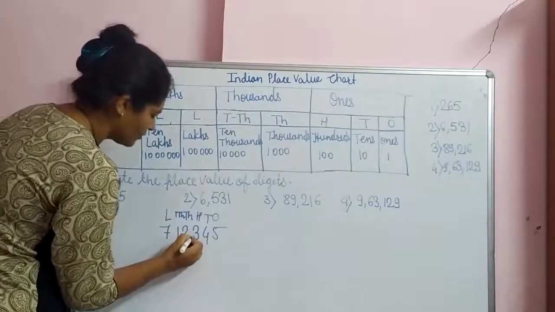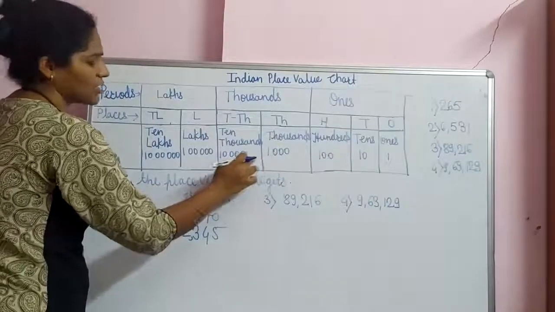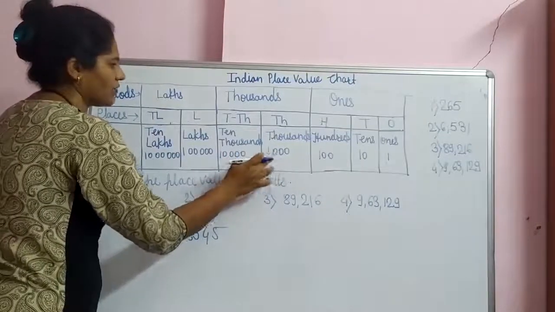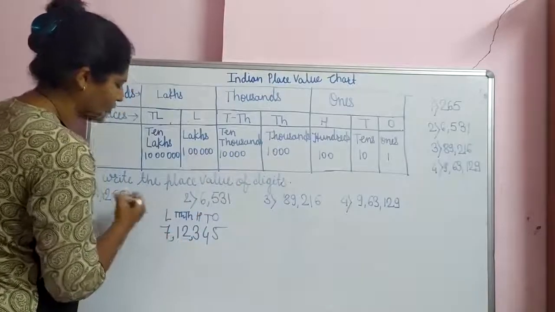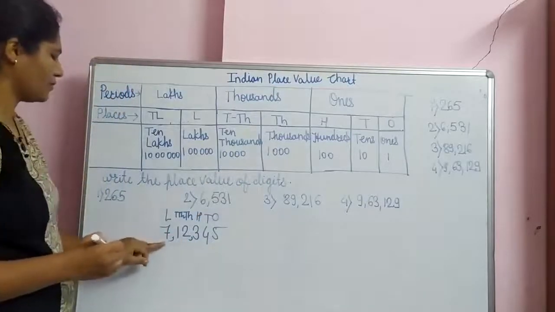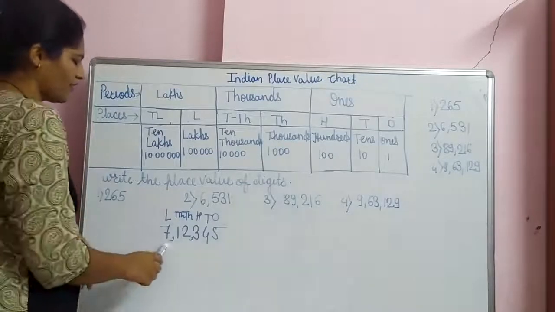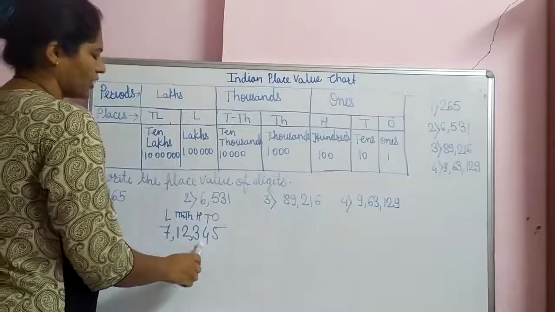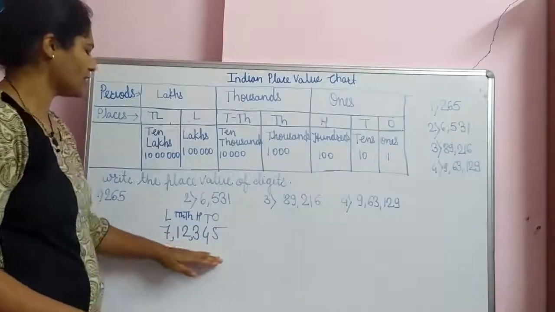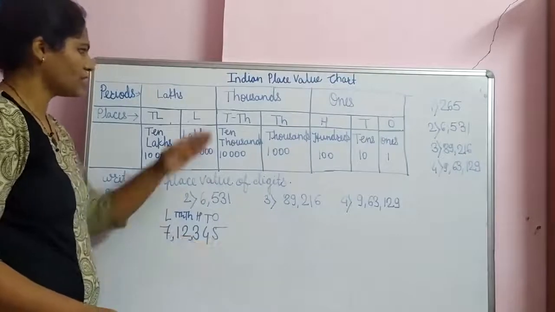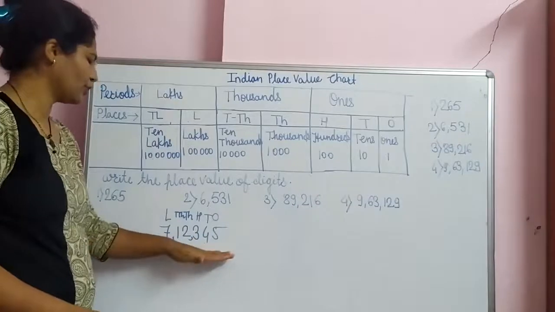So before that give a comma. Then the next period is 1000, that is 1000 and 10,000. So 2 places are there: 1 and 2. Before that give a comma. And this is the lakh period. So how to read this number? This number is 7,12,345. So this is useful for us. It is very easy. By using this Indian place value chart, we can easily regroup the number.